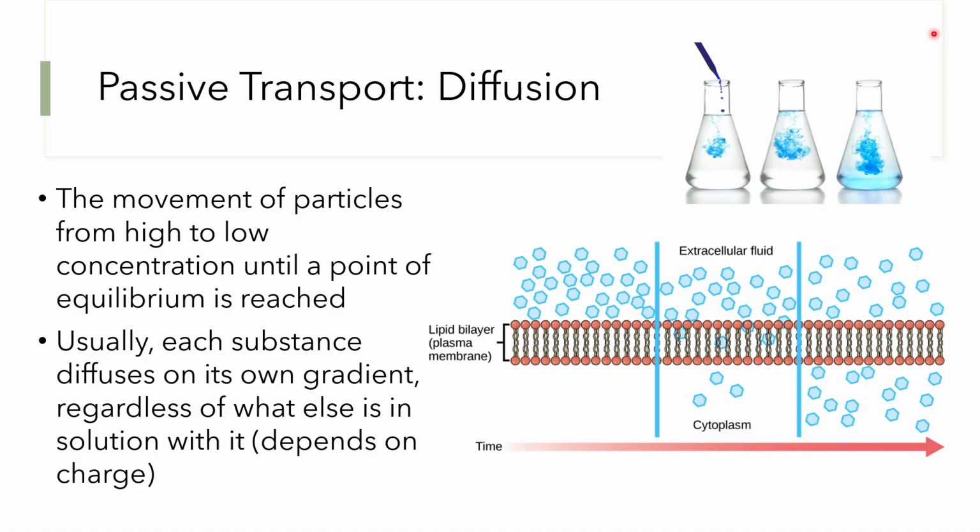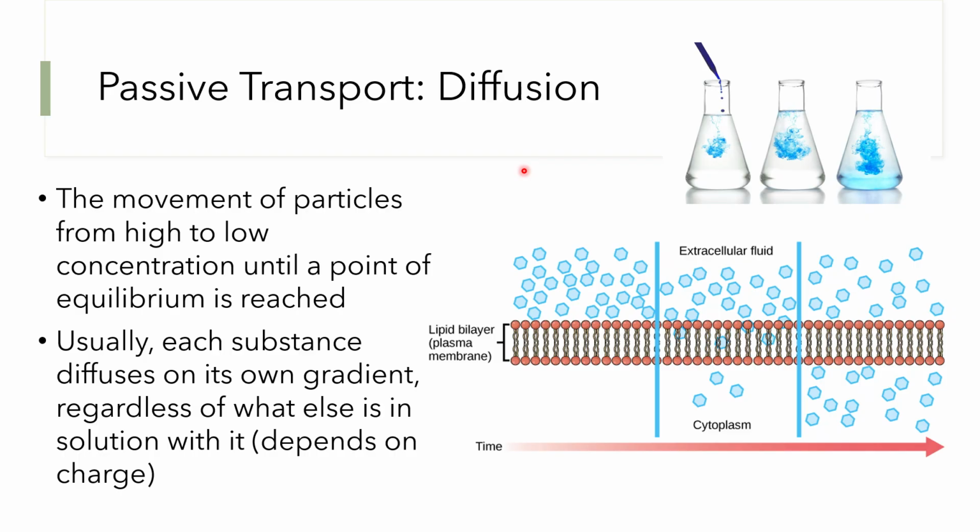So looking at passive transport, we really call passive transport diffusion. All passive transport is effectively some type of diffusion. And diffusion is just the movement of particles from a high to a low concentration until equilibrium is reached.